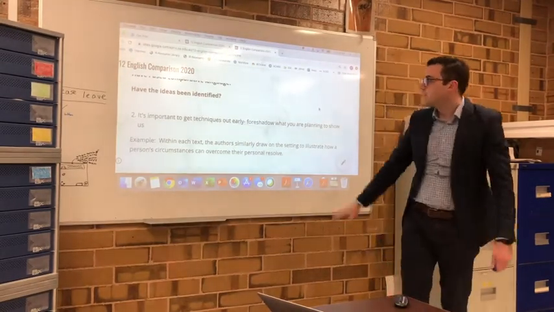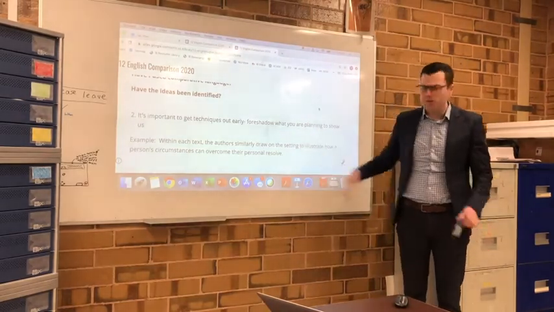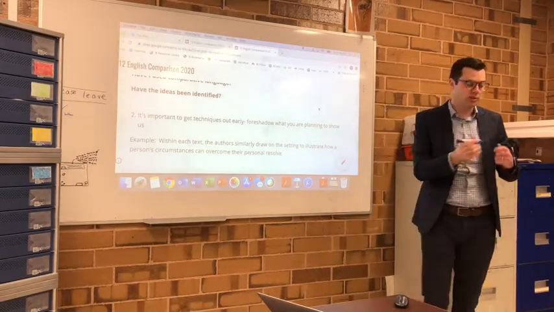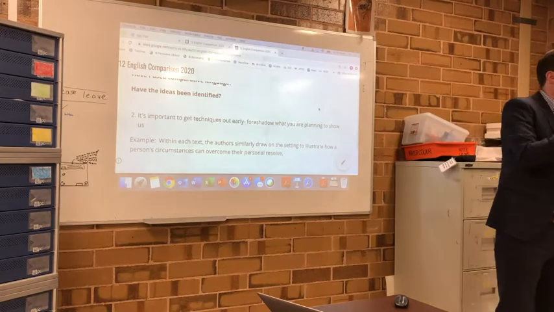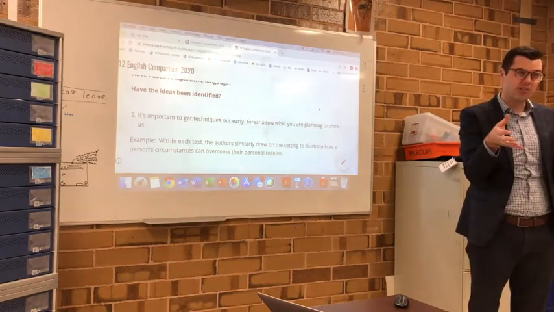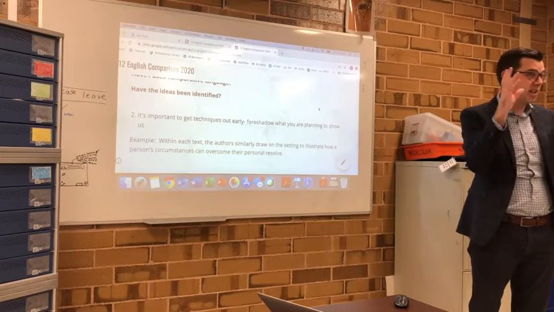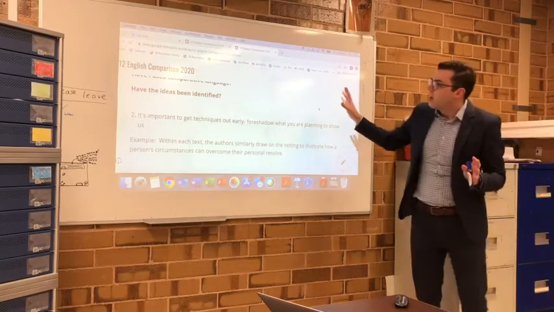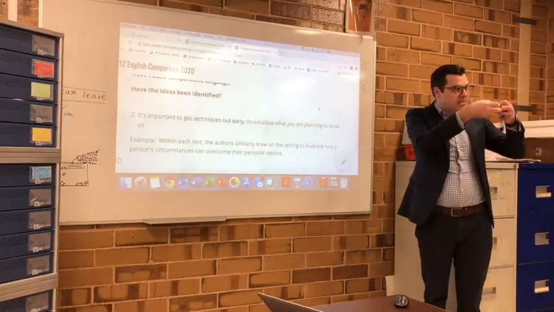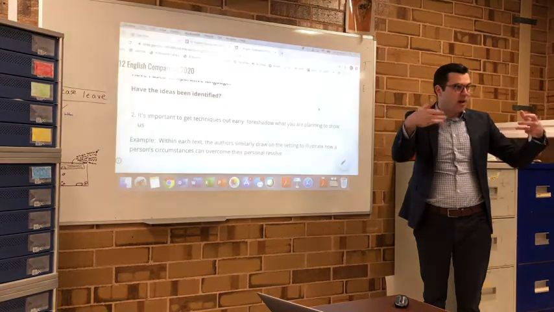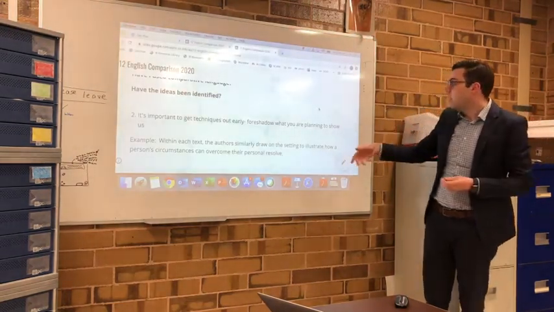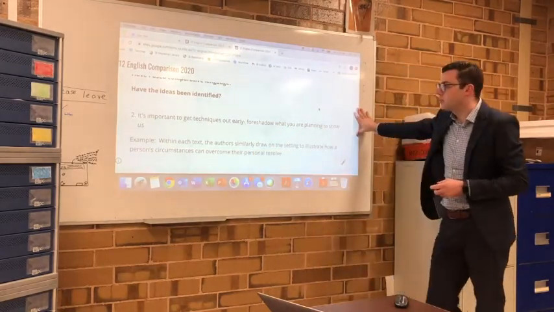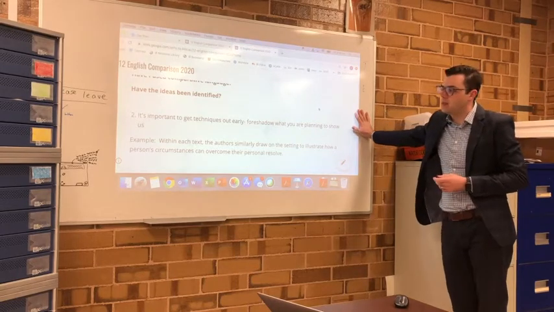So here we go. Now I'm on my next section. Everyone okay with this? I started with the topic sentence, and now I'm at what's called the elaboration. There's two things I want to do here. I want to introduce what the technique is, because there's no point sharing my evidence until I've established what type of evidence I'm going to be showing. And the other thing I'm going to do is expand on what I mean by an idea. So you can see here, within each text, the authors similarly draw on the setting to illustrate how a person's circumstances can overcome their personal resolve.